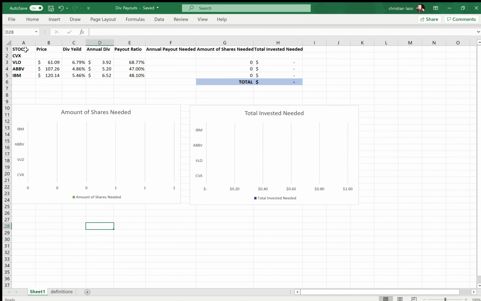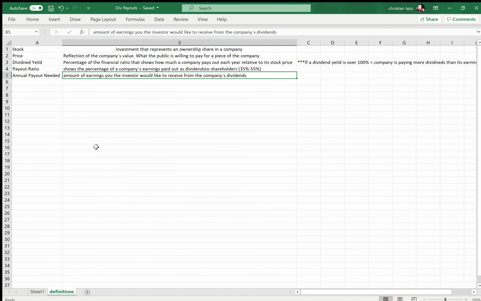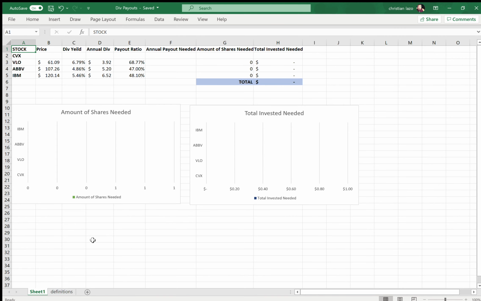So, first thing we're going to go over are these tabs up here. Let's go over what a stock is. A stock is an investment that represents an ownership share in a company. What that means is when you invest in a stock, you become an owner in that company, but a very, very small fraction of an owner. So if you invest in Walmart, then you are now an owner of Walmart. Congratulations, but very, very small.